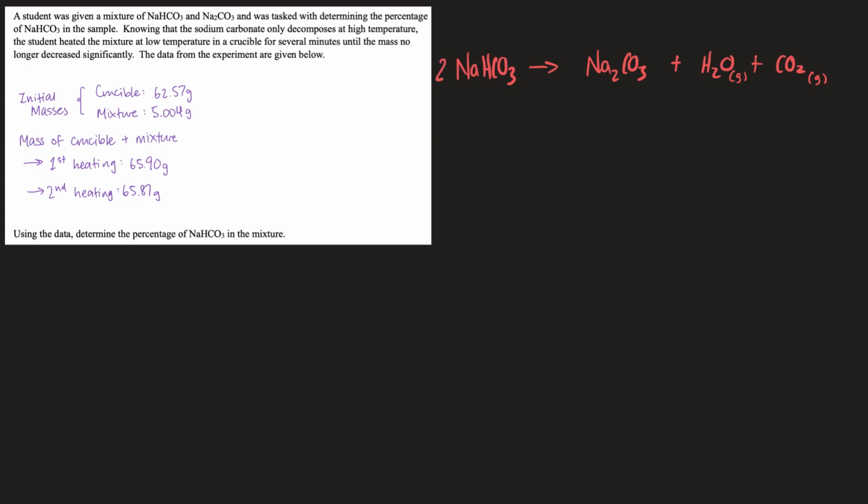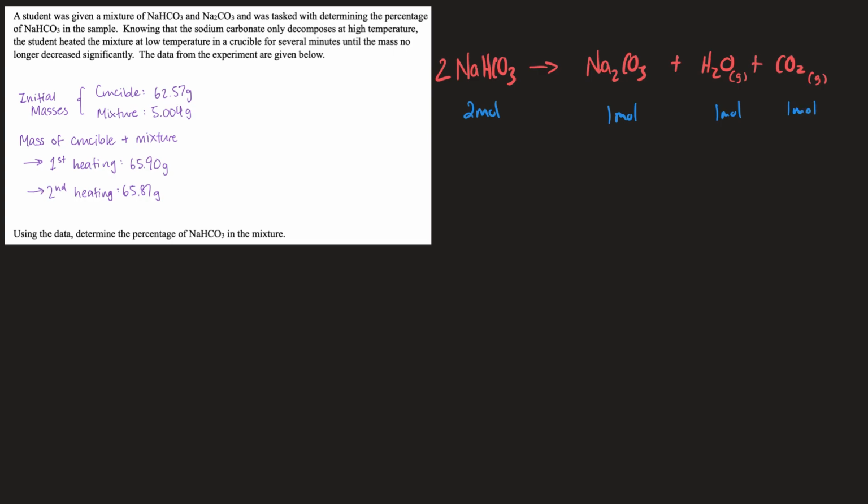We need to balance the equation. We're going to have a 2 in front of the sodium hydrogen carbonate. Everything else balances. And so now we need to figure out the theoretical stoichiometry of this. Let's just assume, for the sake of simple numbers, that we have 2 moles of sodium hydrogen carbonate. Well, that means we're going to make 1 mole of sodium carbonate. We're going to make 1 mole of water and 1 mole of carbon dioxide.